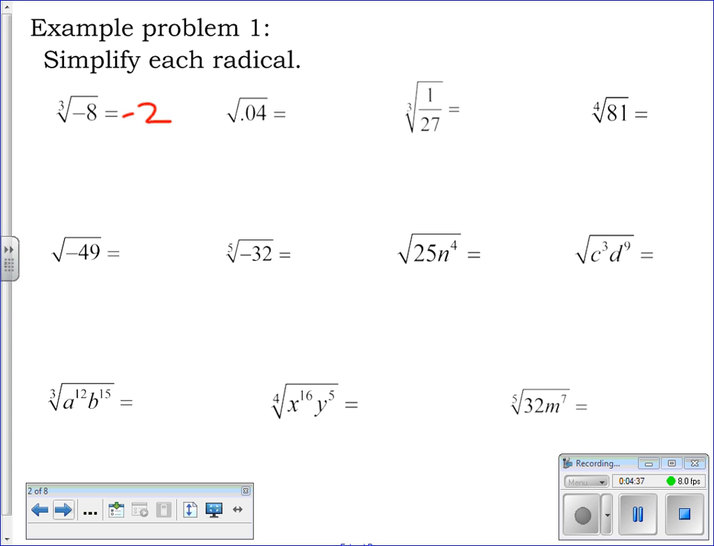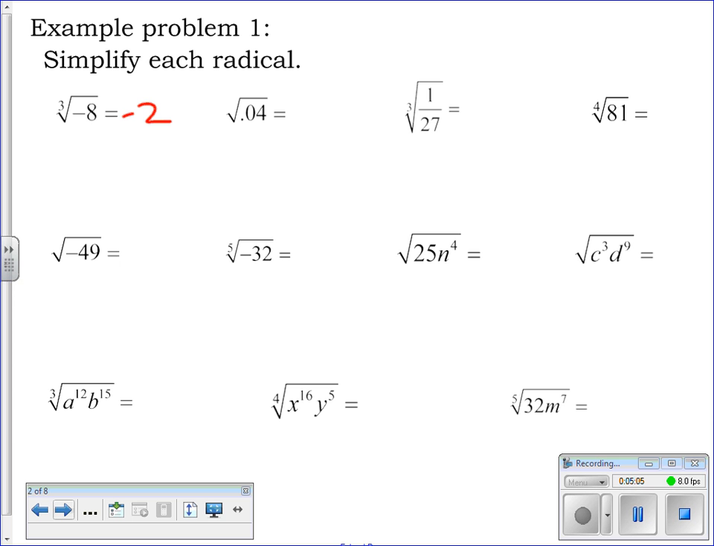If you have an odd root, cube root, 5th root, 7th root, 9th root, you can take an odd root of a negative number and it's okay. There's no issues with that. You do have access to calculators, but these should all be doable without a calculator.